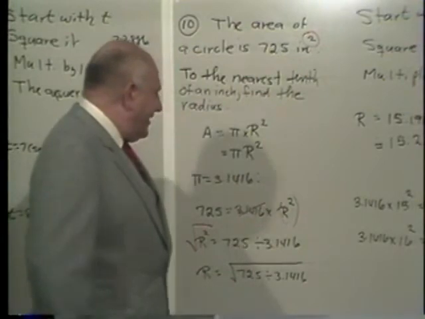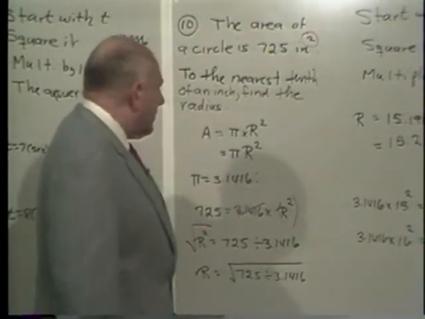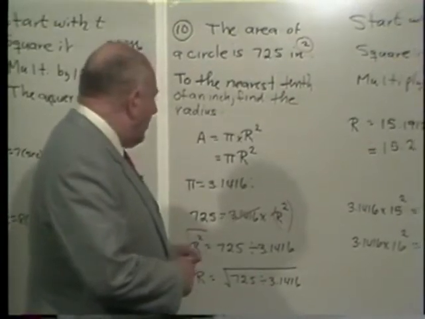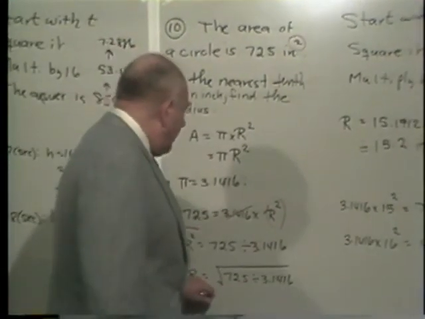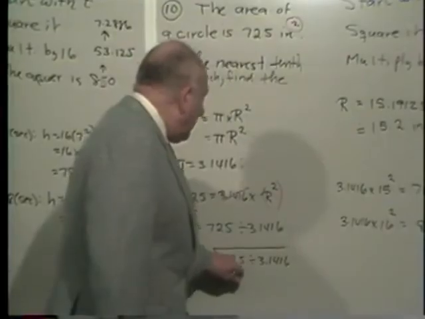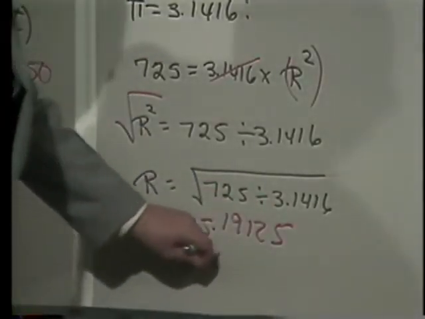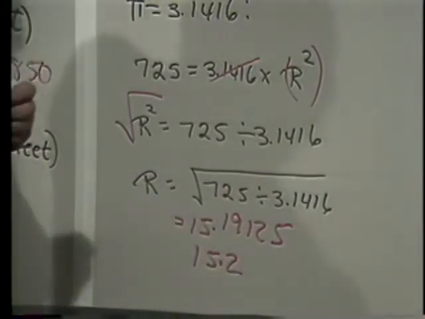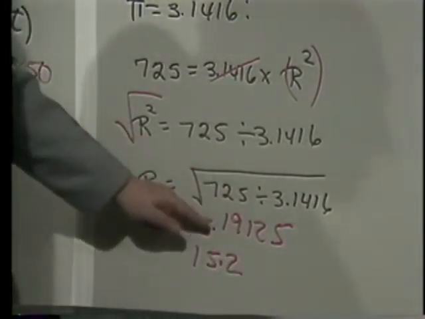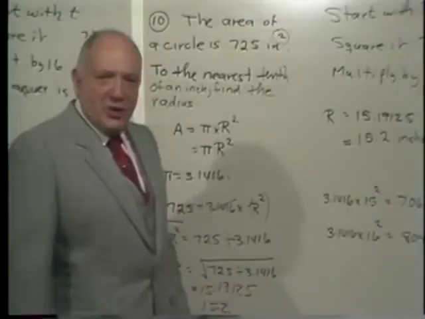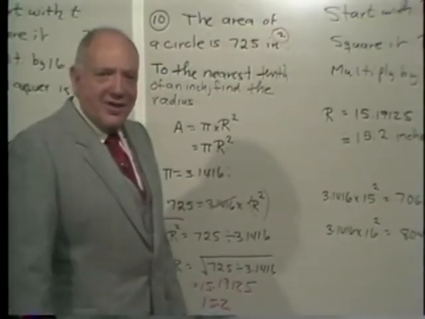I get the answer, and what does the answer come out to be? It would have been nice if I wrote this thing down. I believe it came out to be 15.19125, which rounds off to 15.2. And you may wonder, how did I rapidly do this in my head? I fortunately happen to have written it down on the next third of the blackboard, so we bailed out just in the nick of time.